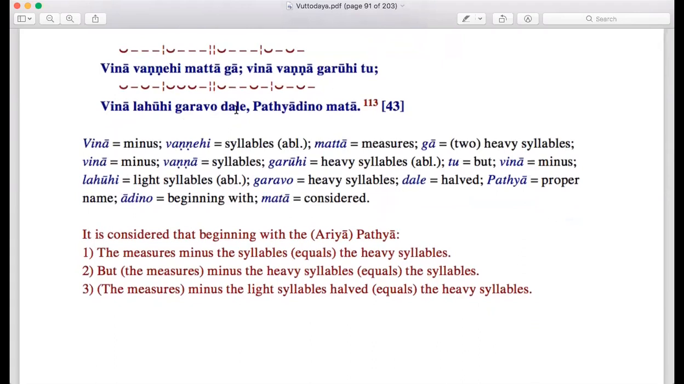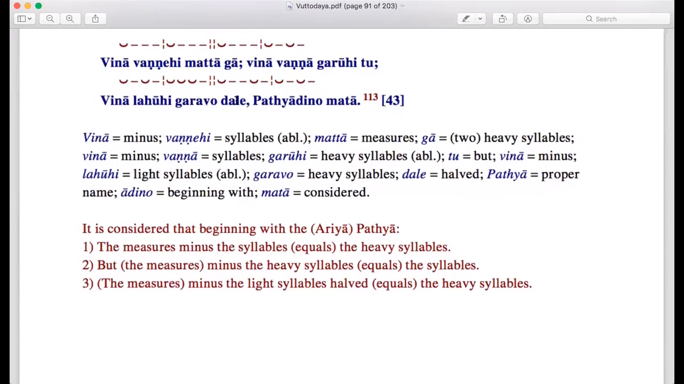So Bhante gives a different explanation to this. Dale is given the translation as howd, right? And then vina lahohi garavo means the measures. Here also the subject is measures. Measures minus lahohi, vina lahohi: measures minus light syllables. Dale howd, and that number is howd. Then you will get the number of heavy syllables. So that is what Bhante has said.